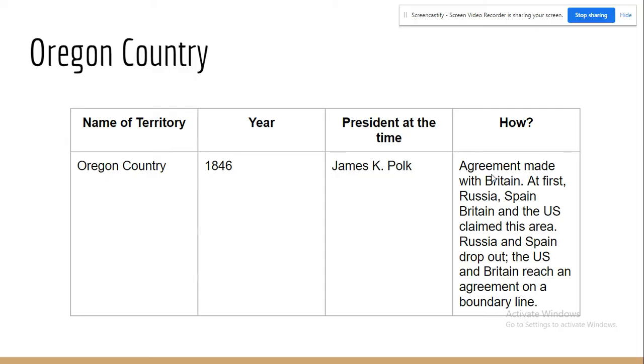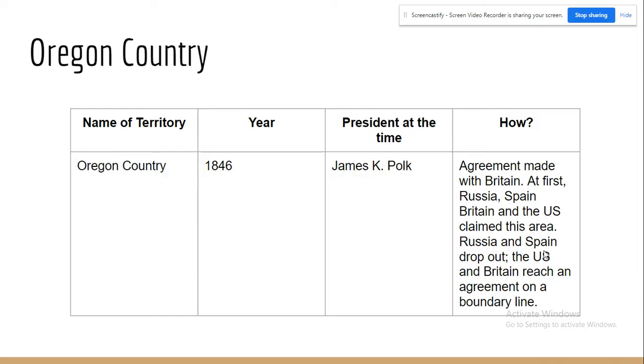And we added this area through an agreement with Britain. Now, at first, we have 4 nations that are all claiming this area as part of their country. We have Russia, Spain, Britain, and the United States all claiming the Oregon Country. Eventually, Russia and Spain drop out.